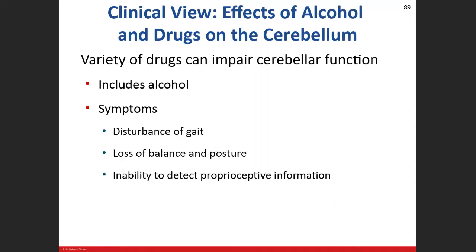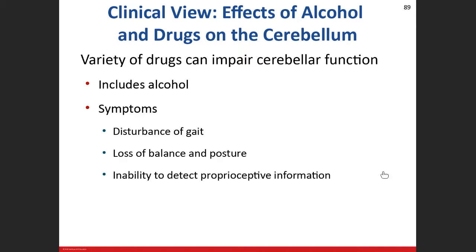You can see the effect of alcohol on cerebellar function. A variety of drugs, and alcohol in particular, can temporarily or permanently impair cerebellar function. Alcohol intoxication leads to the following symptoms of impaired cerebellar function, which are used in the classic sobriety test performed by the police officer. One of them is disturbance of gait, loss of balance and posture, and inability to detect proprioceptive information.